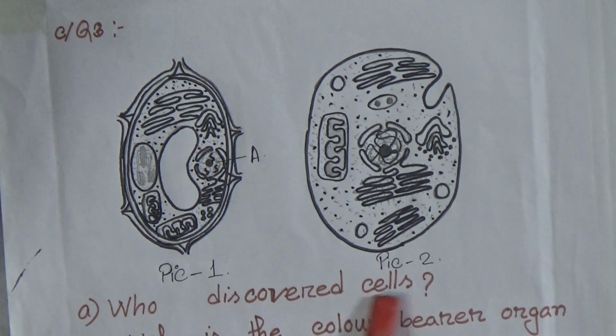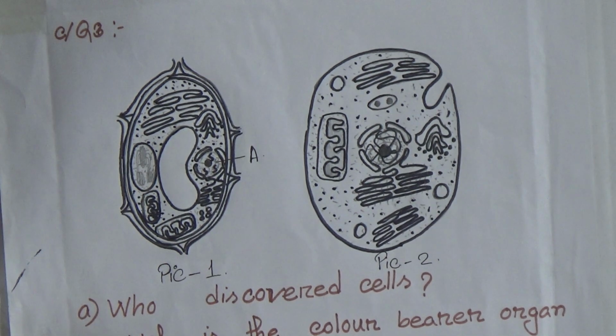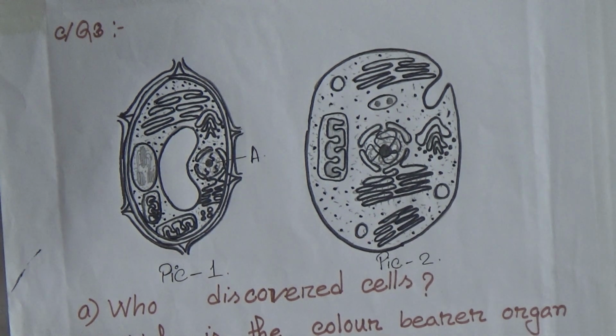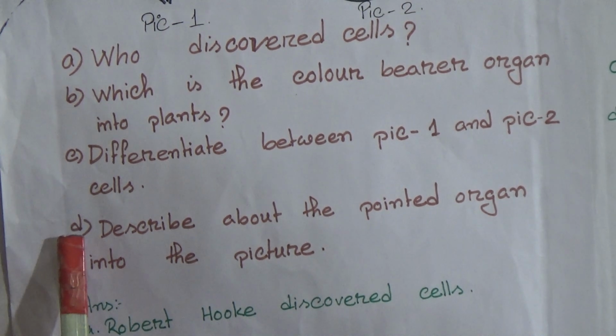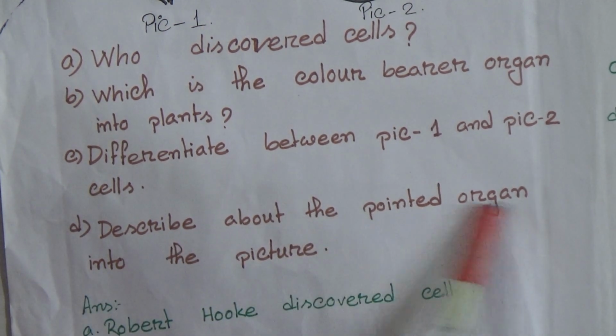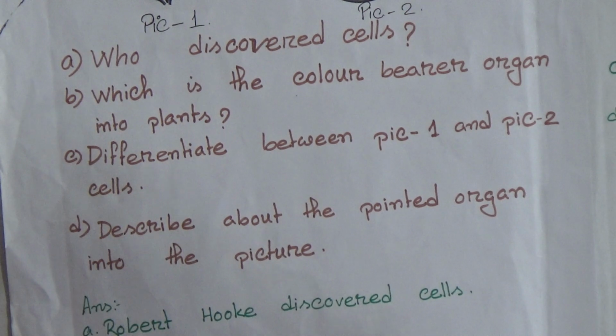A. Who discovered cells? B. Which is the color bearer organ in plants? C. Differentiate between picture number 1 and picture number 2 cells. D. Describe the pointed organ in the picture. So we will read the answer.